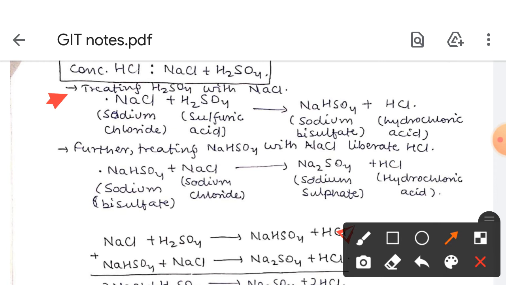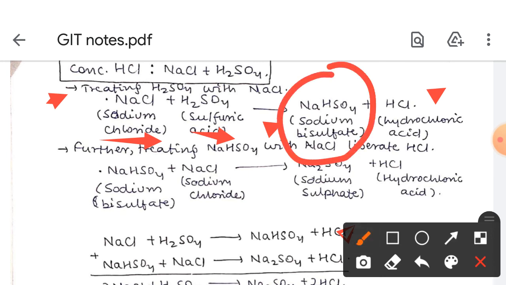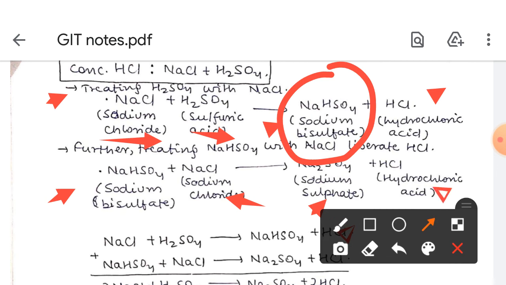Here the sodium chloride with the sulfuric acid gives the sodium bisulfate and hydrochloric acid. Further treating this sodium bisulfate with the sodium chloride, we get the sodium sulfate and HCl, hydrochloric acid.